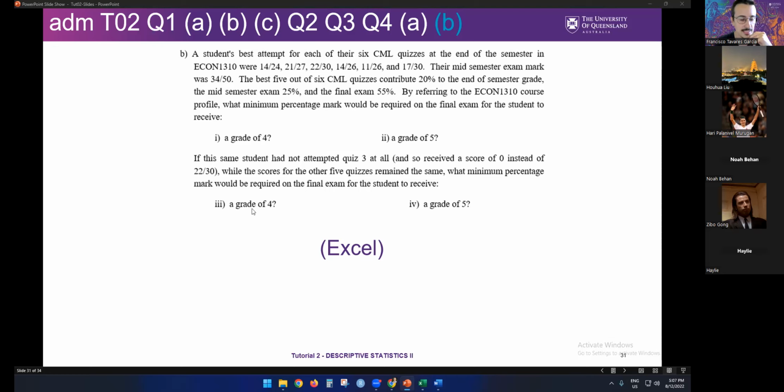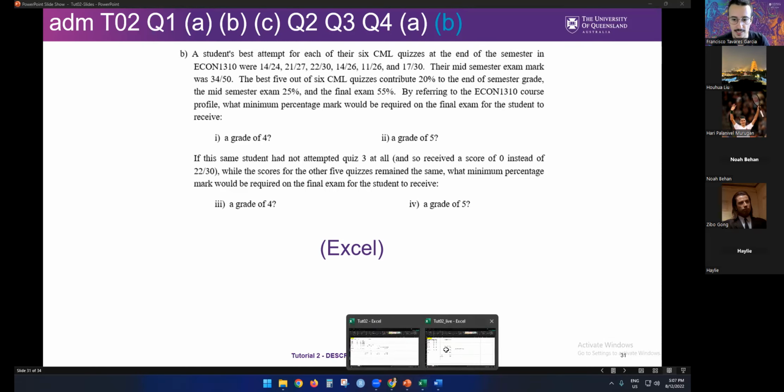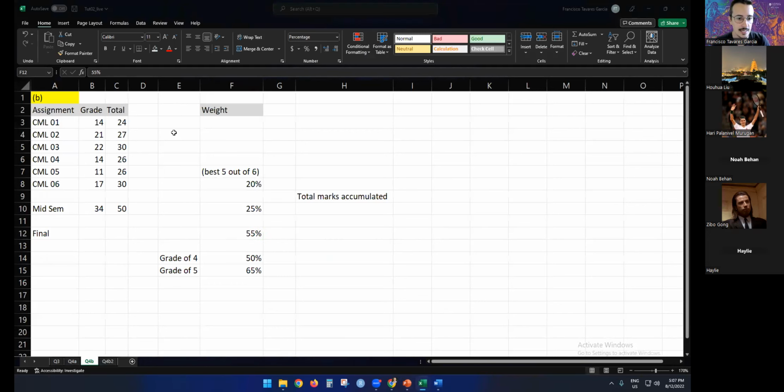Amazing, good job. Exactly 50%. Very good. You guys know what we're talking about. So yes, for a grade of 4, we need 50%. For a grade of 5, 65%. Grade of 6, 75%. Grade of 7, 85%. And that's the maximum grade that we have on GPAs.